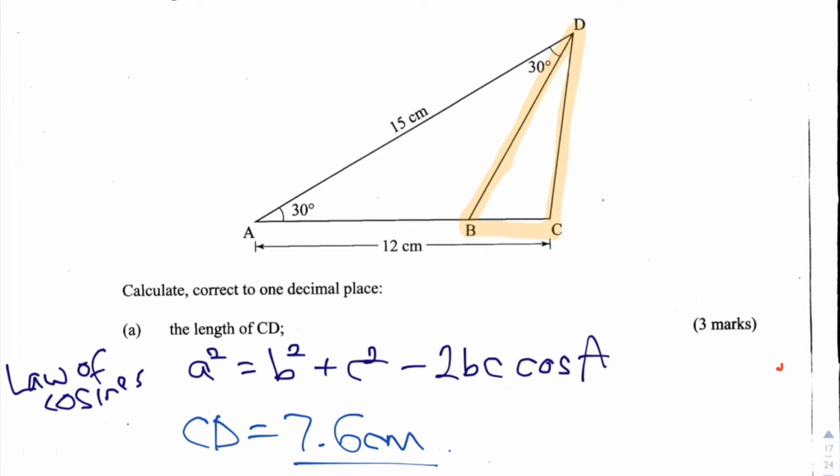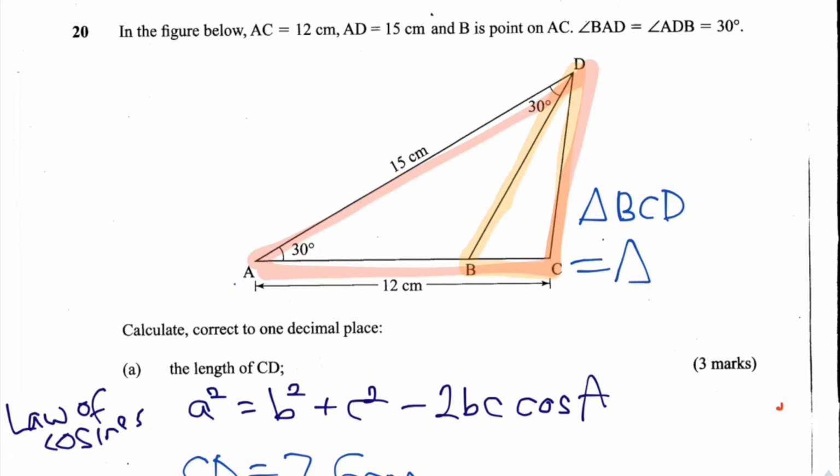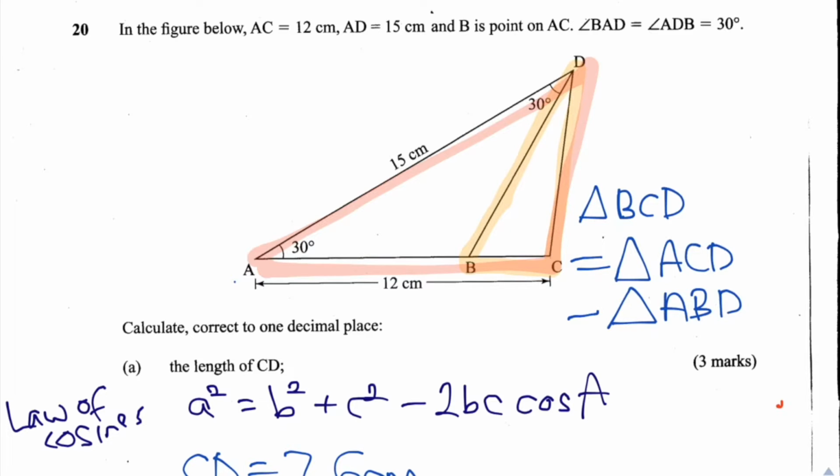As this triangle BCD is a triangle that's been cut out of ACD, we know that triangle BCD is equal to this bigger triangle ACD, subtract this other triangle ABD. So I'm going to say that again. If we put together ABD and BCD, we'd get ACD. And similarly, if we subtracted ABD from ACD, we would get BCD.